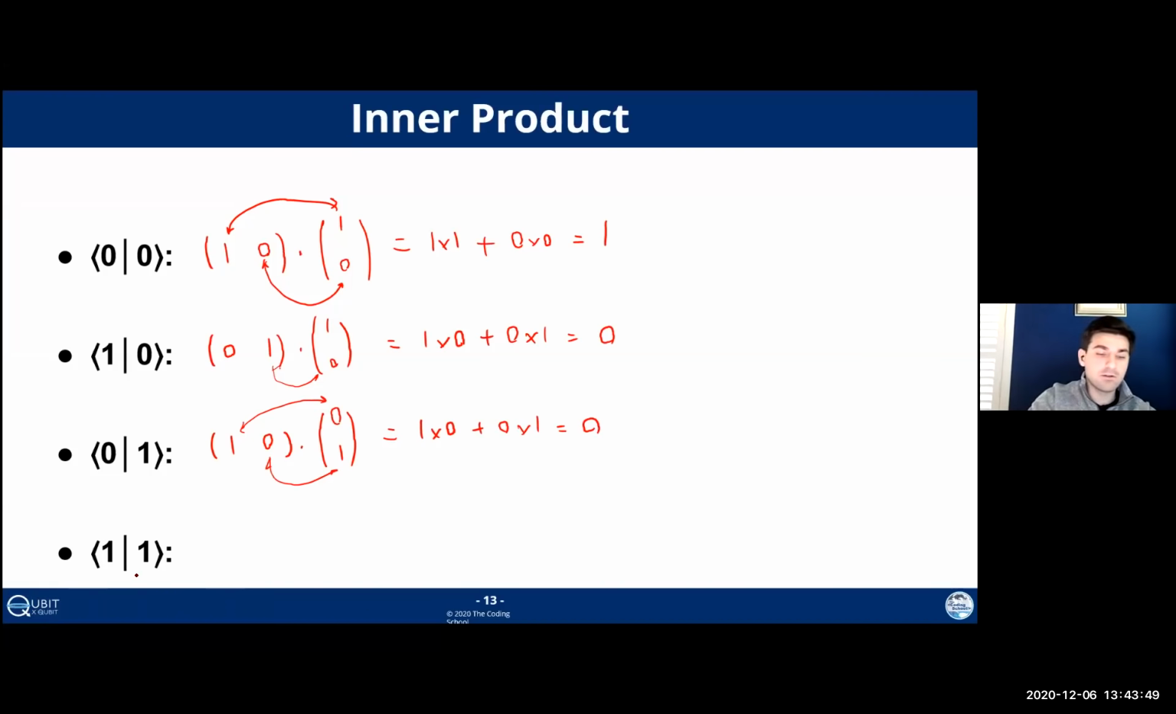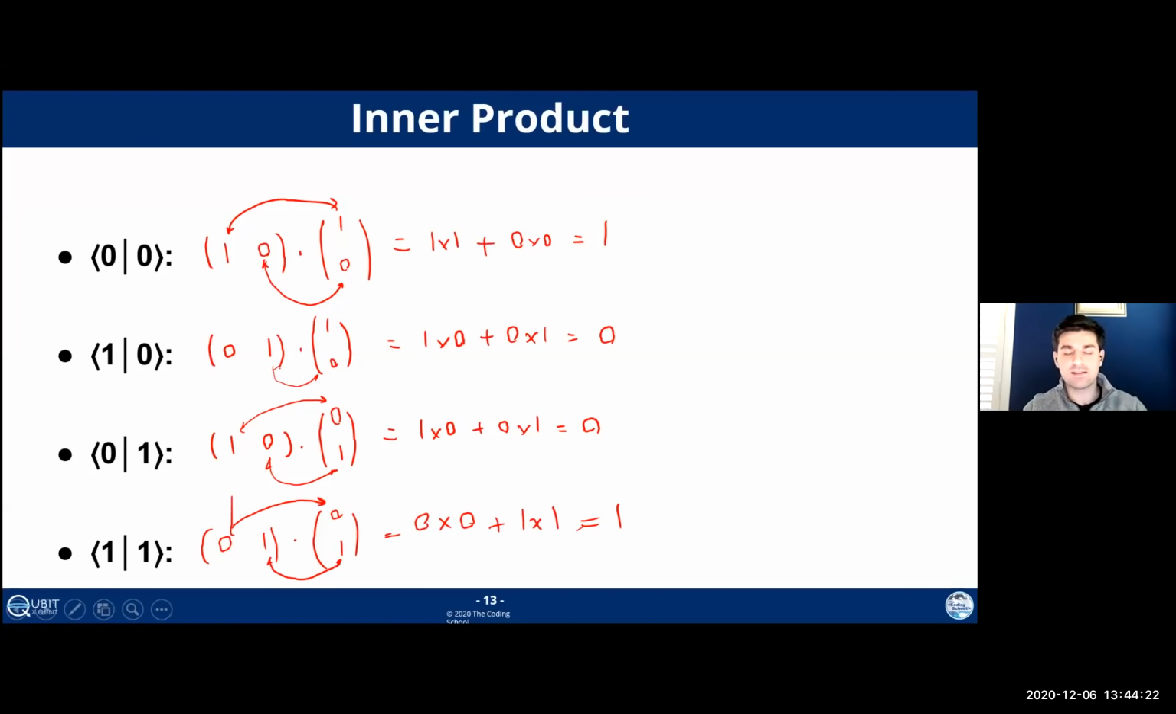Okay, and finally, let's look at what the overlap or the inner product of 1 is with itself. So I have the bra or the row vector 0, 1, and then I'm going to multiply it by the column vector 0, 1. And I'm going to have 0 times 0 plus 1 times 1. And this gives me a 1.